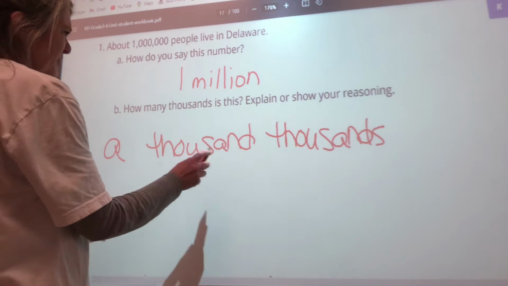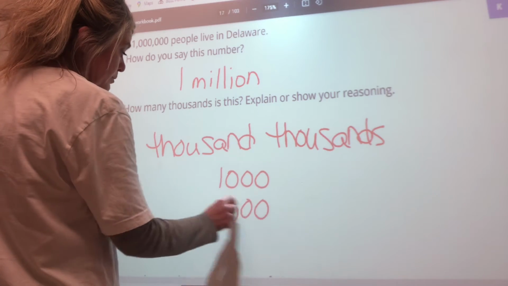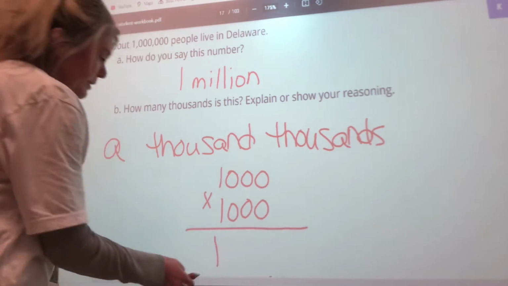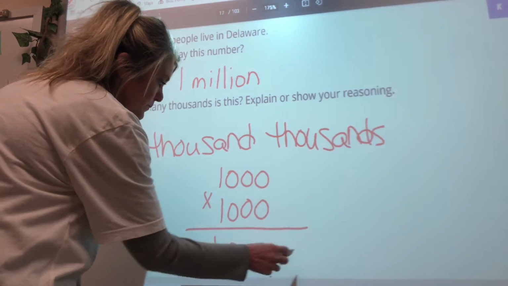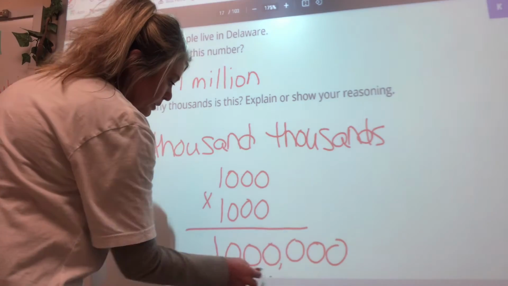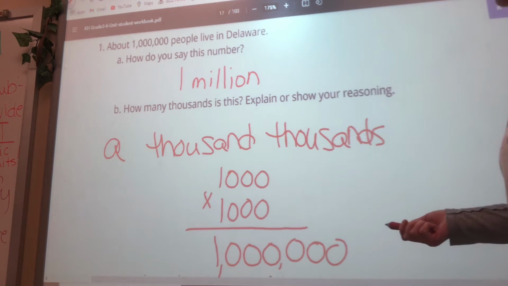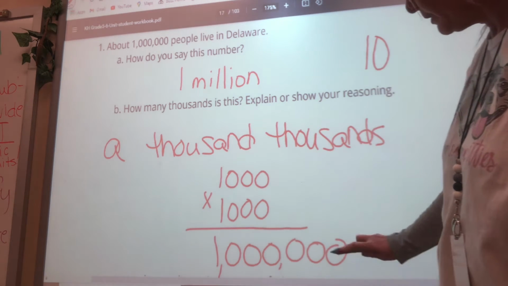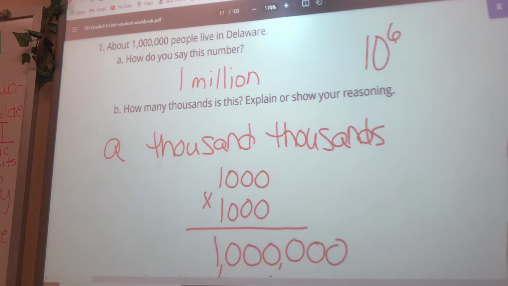Okay, let's think about that. 1,000 thousands. That would mean I'm multiplying 1,000 times. And we know the rule on that. We have our 1, and then we have 1, 2, 3, 4, 5, 6 multiples of 10. And we end up again with 1,000. So if I wanted to write this with an exponent, I would have 10. How many times would I have a multiple of 10? 1, 2, 3, 4, 5, 6. So that would be 10 to the 6th power.